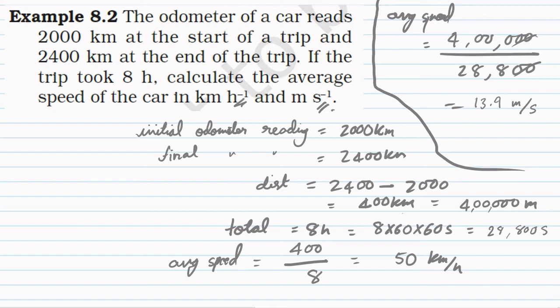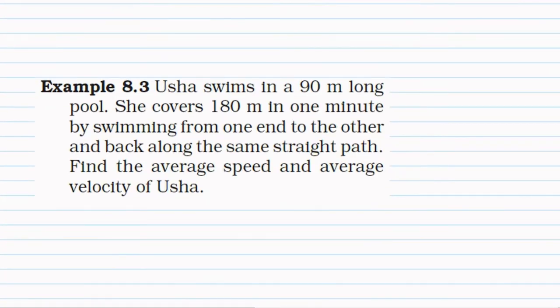A small trick I'd like to say: when the speed is given in kilometers per hour and you want the answer in meters per second, all you have to do is multiply 5 by 18. So just by multiplying 5 by 18 to the kilometers per hour, you can get it in meters per second. Okay, let's move to the next question.